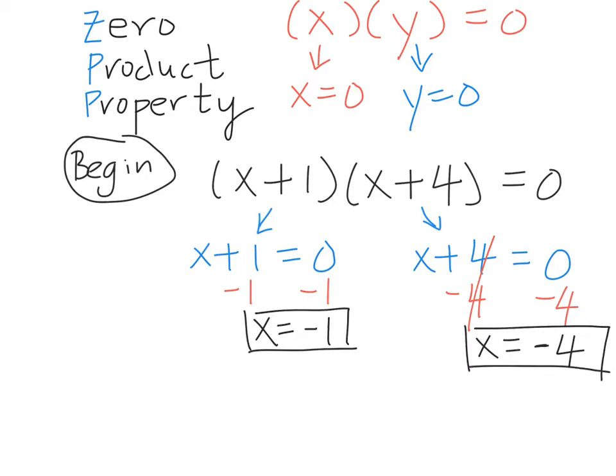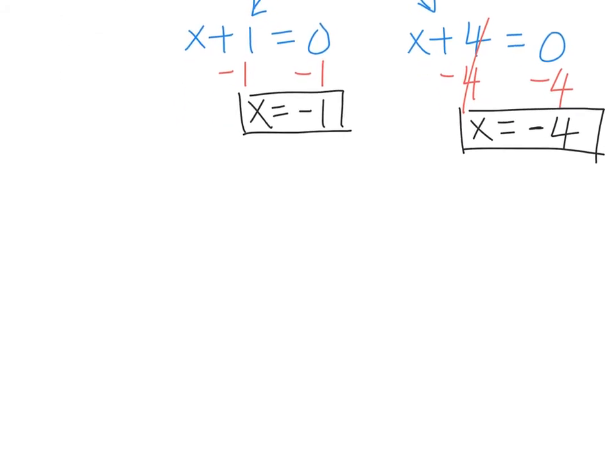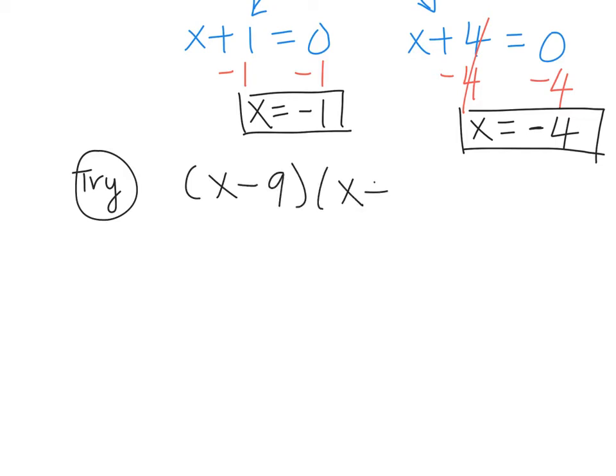All right, so let me do a problem here and have you guys try and see how you do. This time we have x minus 9 times the quantity of x plus 2 equal to 0. What will you guys do? Why don't you pause the video now and try to do it, and I'm going to come back and show you the answer.